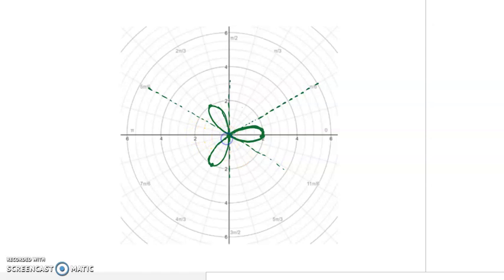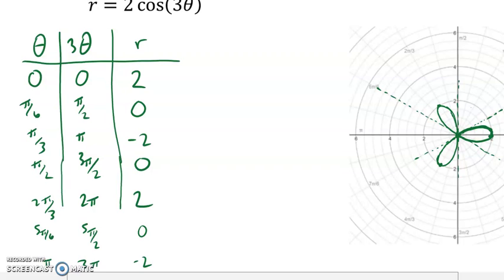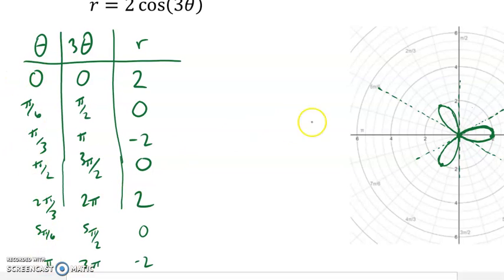And those are the theta values that cause r to equal 0. That's something we're going to learn a little bit later on, but for now, it's just going to help us with our graphing. All right, so as we noticed here, we go from 0 to pi, and we've completed our path. And then if we go from pi to 2 pi, we're just going to follow that same path a second time. So theta goes from 0 to pi to create one full path here.